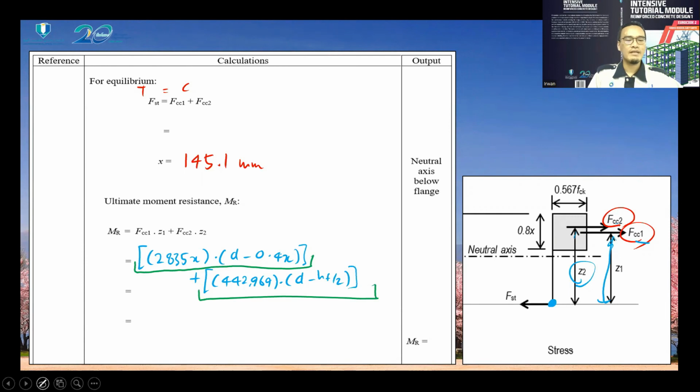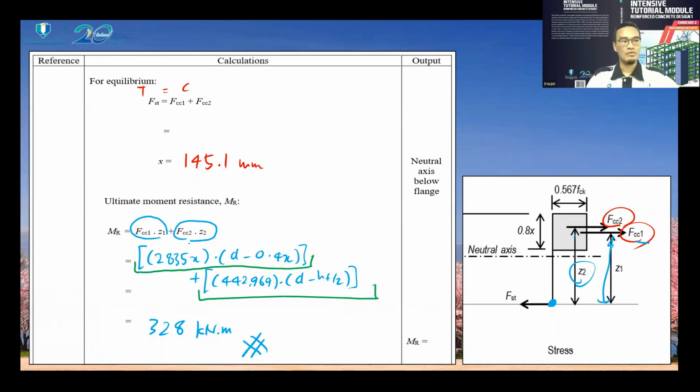So the final answer shall be 328 kilonewton meter. So be careful. You settle FCC1 times z1, and then FCC2 times z2, and then you do the final solution before you get the final answer.